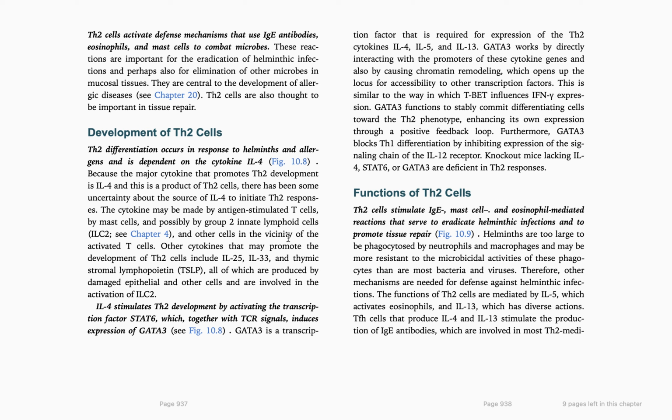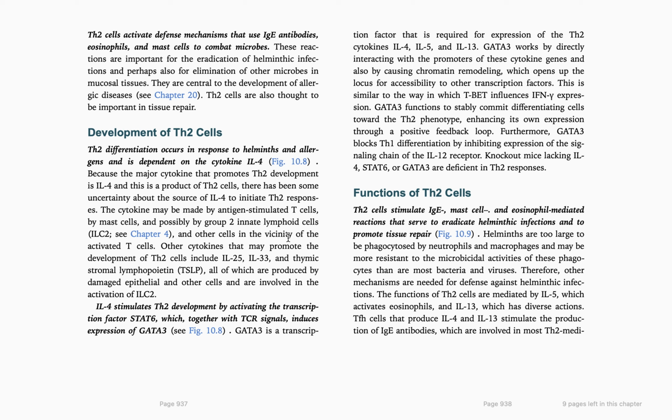The function of T helper 2 cells. The T helper 2 cells stimulate the IgE, mast cell, and eosinophil mediated reaction that serves to eradicate helminthic infection and promote tissue repair. Helminths are too large to be phagocytosed by neutrophils and macrophages and may be more resistant to the microbicidal activities of these phagocytes than most bacteria and viruses. Therefore, other mechanisms are needed for defense against helminth infection.